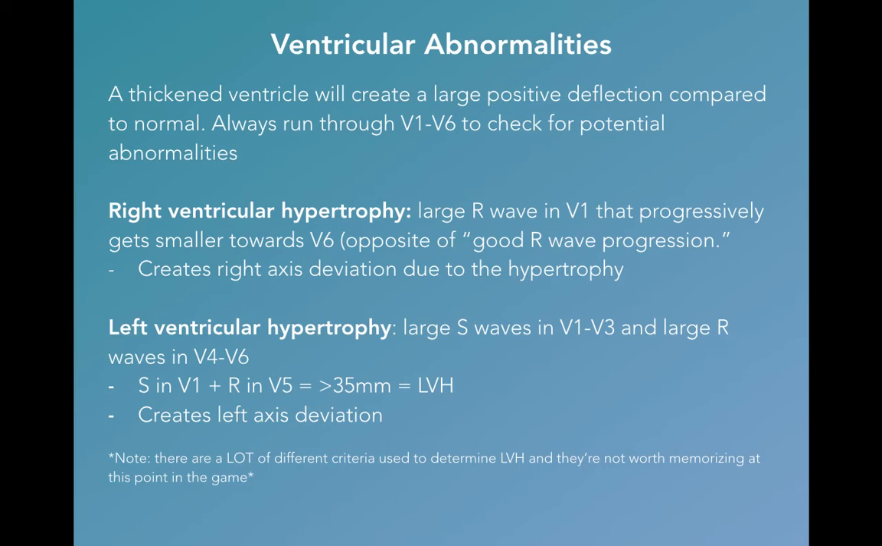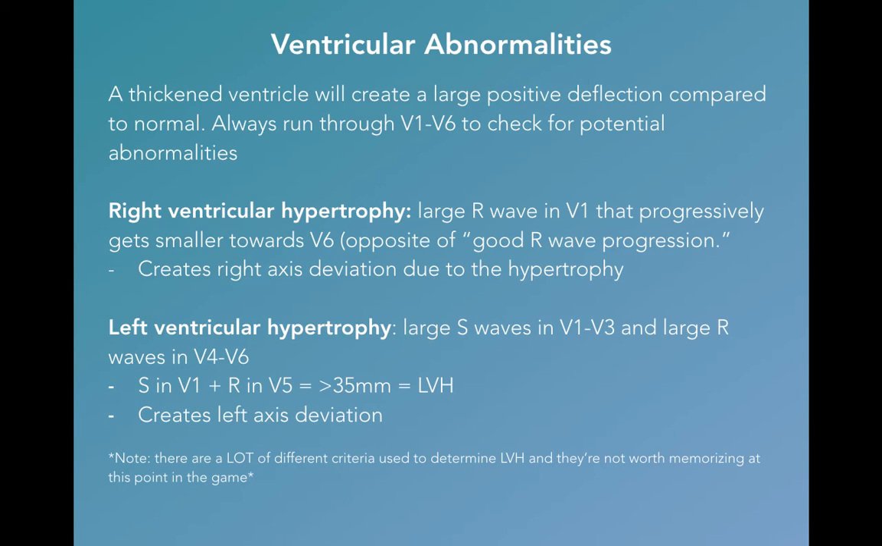And lastly, we're going to talk about ventricular abnormalities. In this case, most of the time it's going to be either dilation or hypertrophy. Again, you would need an echocardiogram to confirm your thoughts from what the EKG shows. But in this case, you always want to run down V1 through V6 to check for any potential abnormalities.